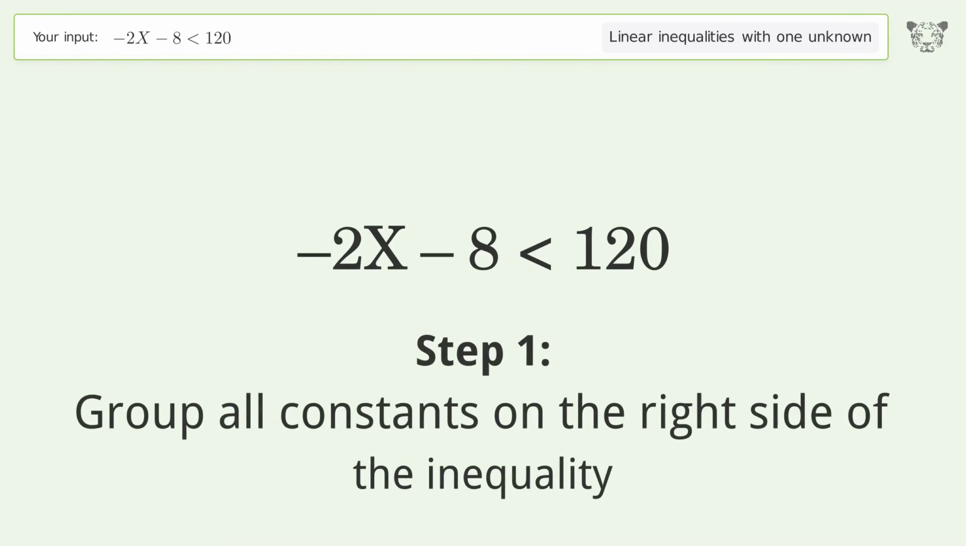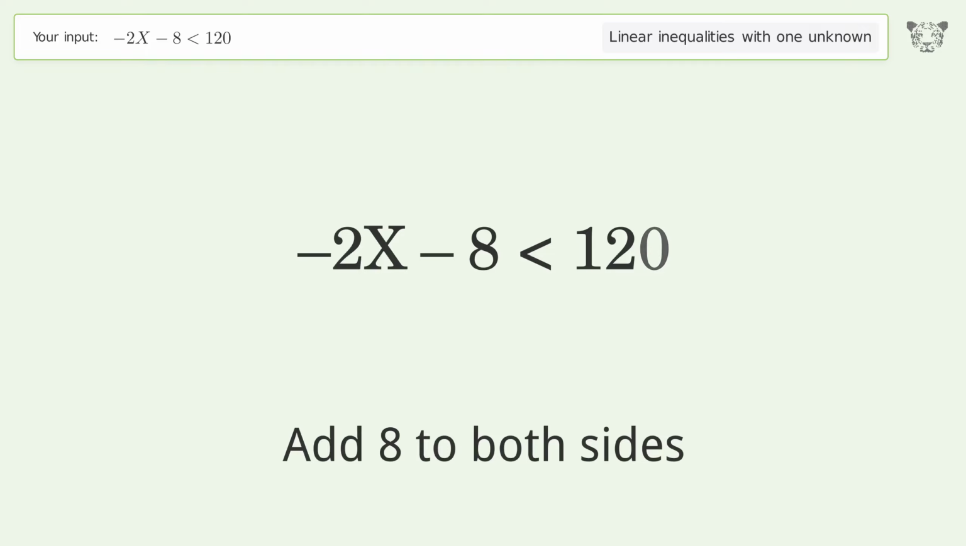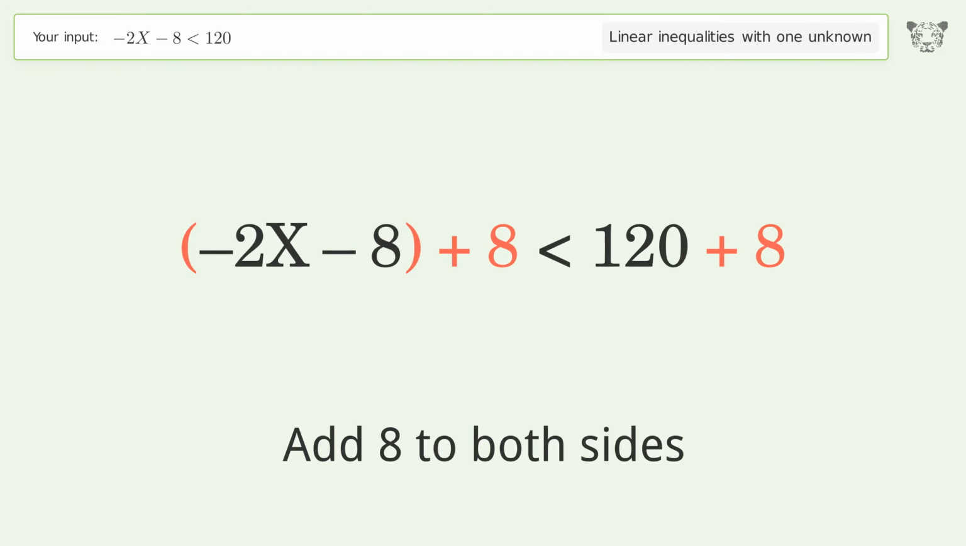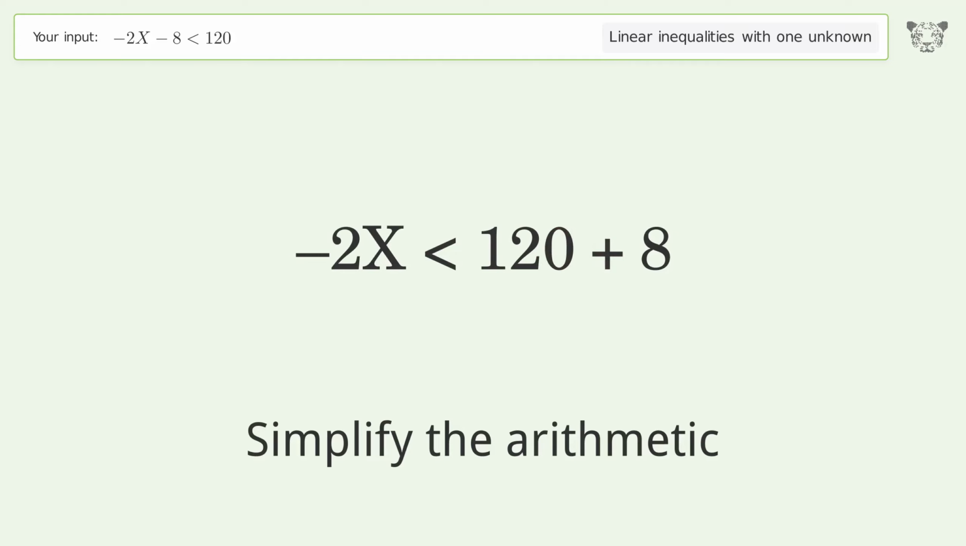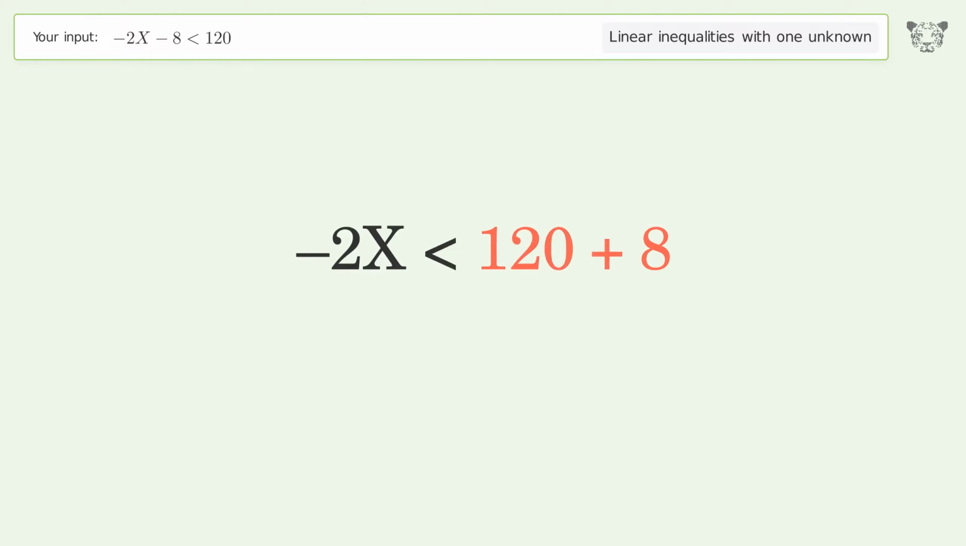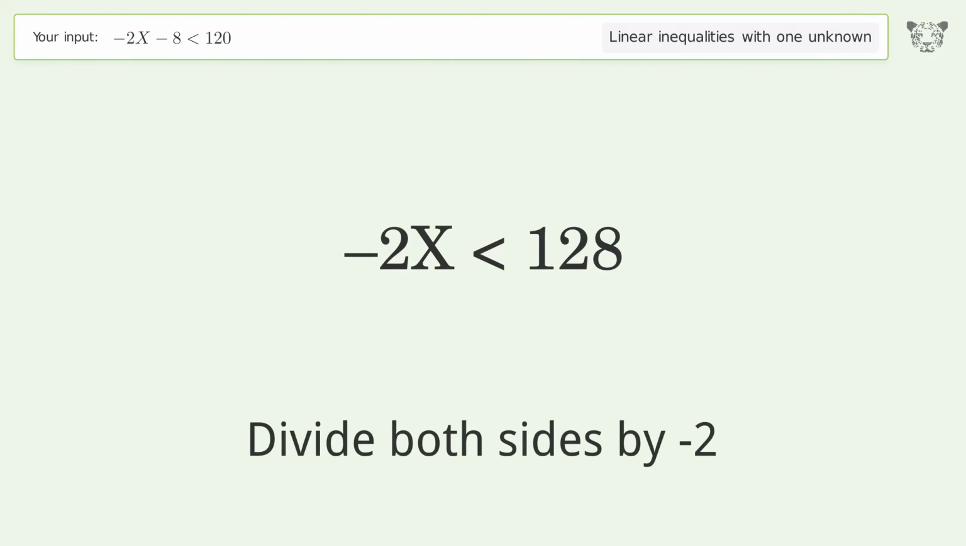Group all constants on the right side of the inequality. Add 8 to both sides. Simplify the arithmetic. Isolate the x. Divide both sides by -2.